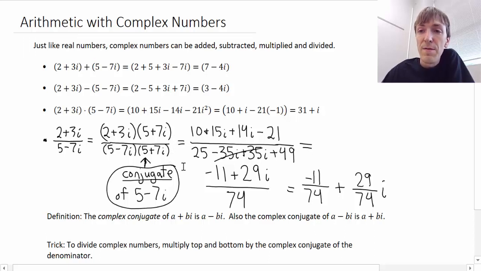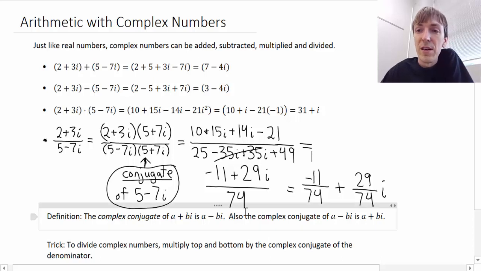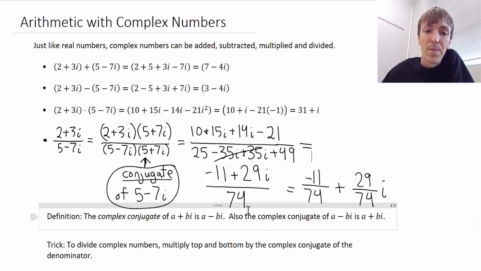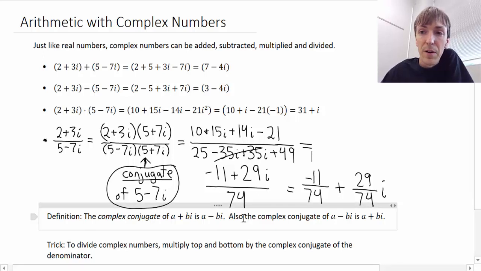If you do that and you follow through the rest of the calculation, what always happens is that the denominator becomes a real number, and that's how you can then split up the fraction into an a plus bi. You can only split up that fraction if the denominator is a real number like that.